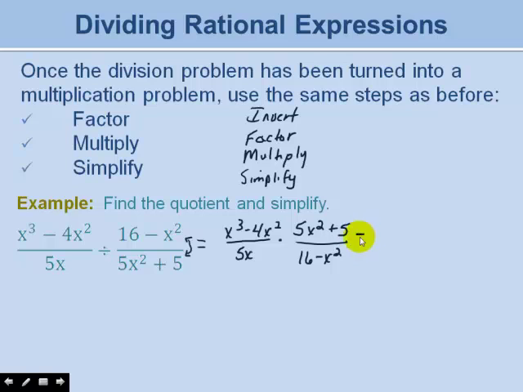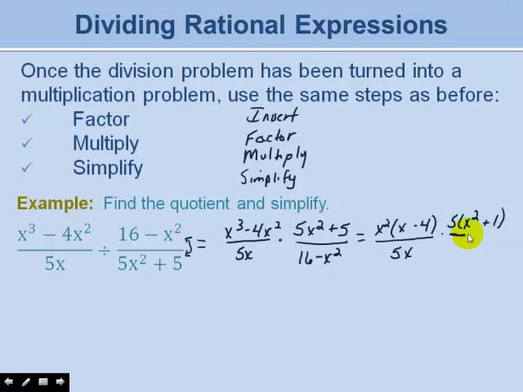Okay, so that was the invert part. Now we can start factoring. So for our first numerator, x to the 3rd and 4x squared both have an x squared. So we're going to factor out that x squared. When we do that, what we have left is an x from the first term and a minus 4 from the second term. For our first denominator, we don't have to do any factoring there. In our second numerator, those two terms have a 5 in common, so we're going to factor the 5 out, and what we have left is x squared plus 1.